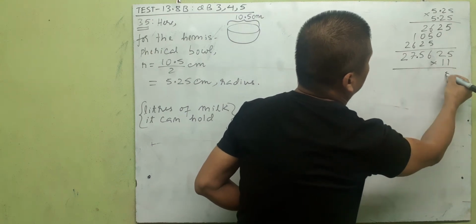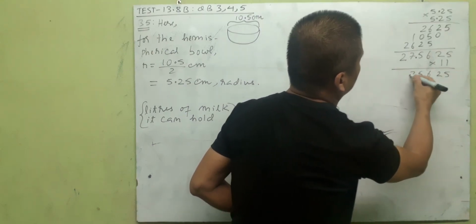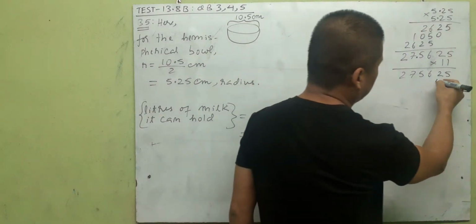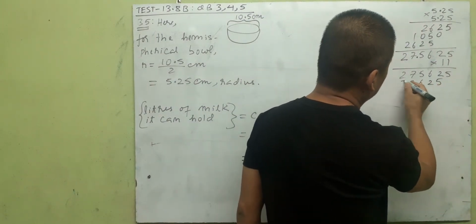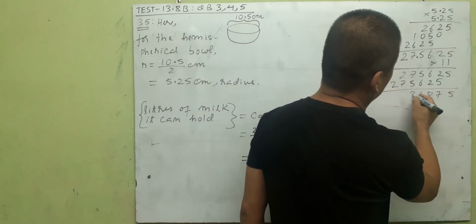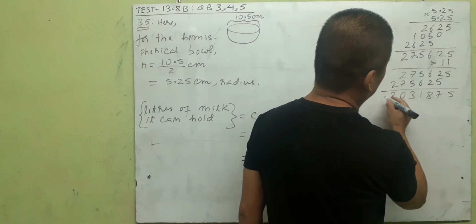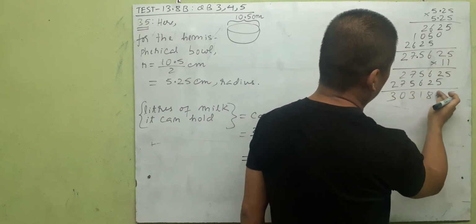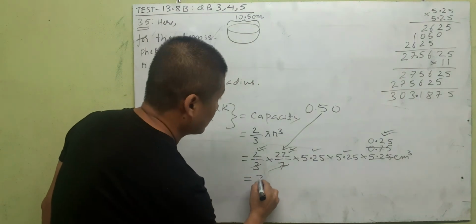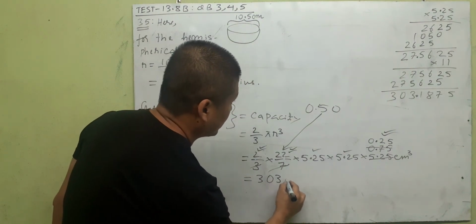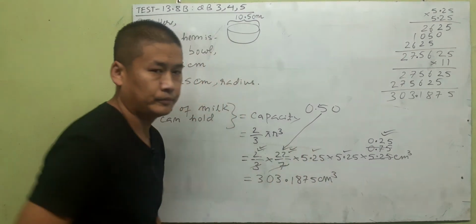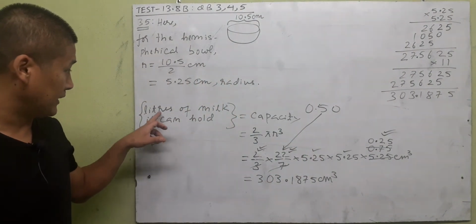So here 5, 2, 6, 5, 7 and 2, right? And then the same number. So 5, 2, 6, 5, 7 and 2. We have to add 7, 8, 11, 13, 10 and here 3 and 1, 2, 3, 4, 2, 3 and 4. So your answer will be 303.1875 centimeter cube. But they're asking you in liters.